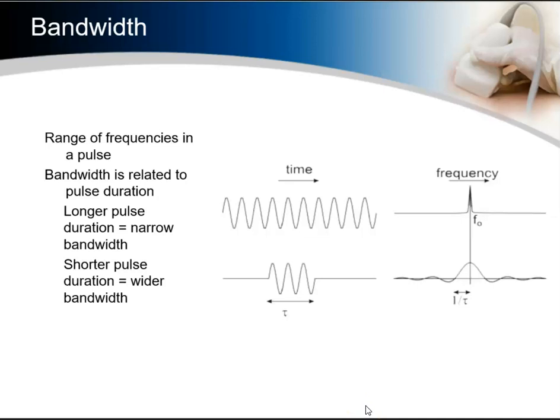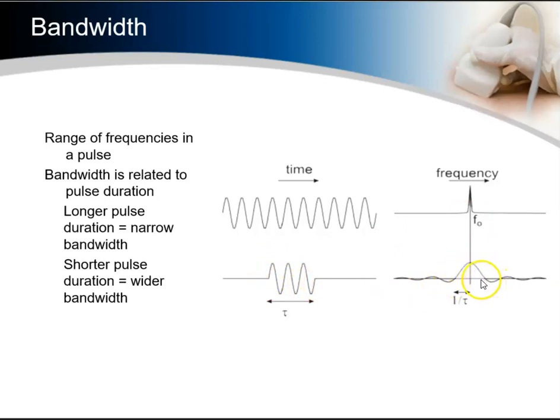So with bandwidth, it's important to understand that the bandwidth is caused by a relationship between the pulse duration and the bandwidth. So the range of frequencies is due to the pulse duration. If we have a very long pulse, we are going to have a very narrow bandwidth. If we have a short pulse, we're going to have a much wider bandwidth.